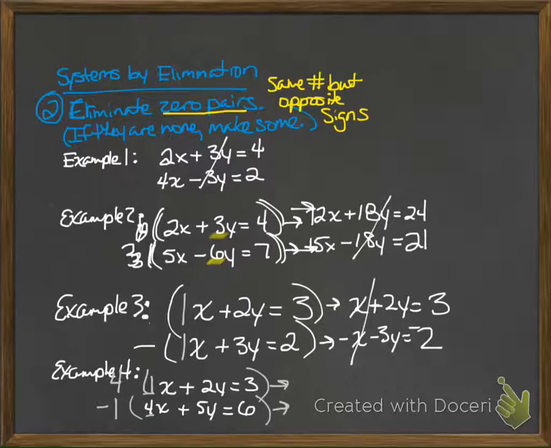Sorry, I thought I had my white pen tool back. So 4 times x is just 4x. 4 times positive 2y is positive 8y, which is equal to 4 times 3, which is 12. In the bottom of the equation, negative 1 times 4x is negative 4x. Negative 1 times 5y is negative 5y, which is equal to negative 6.